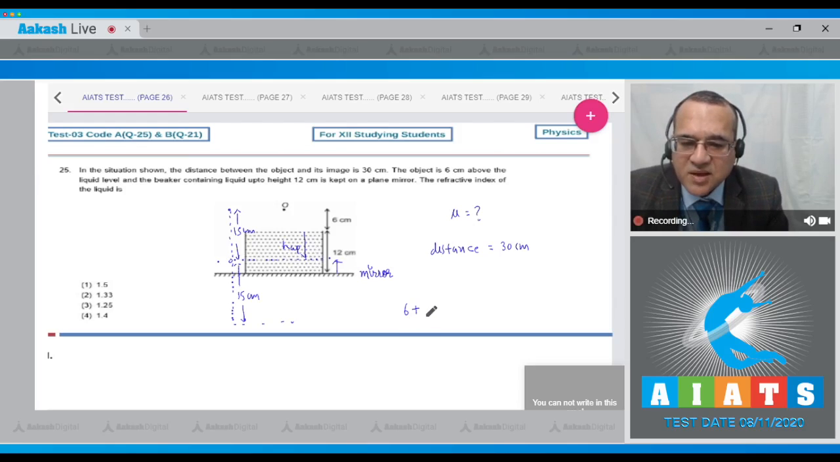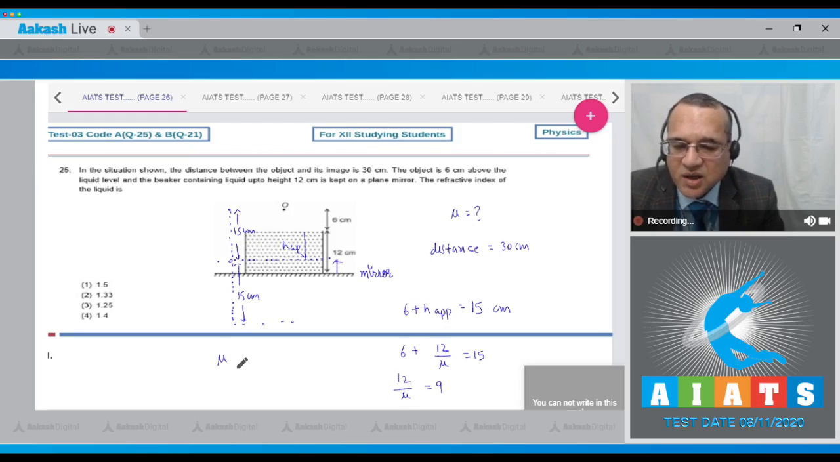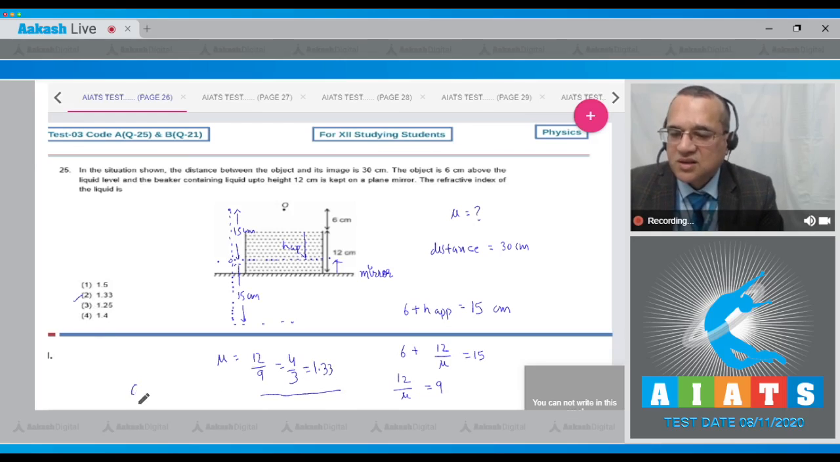Then 6 plus h apparent is equal to 15 centimeter. And what is h apparent? 6 plus 12 by mu is equal to 15. So 12 by mu is equal to 9 and mu is equal to 12 by 9, and that is equal to 4 by 3. So the refractive index of this liquid is 1.33 and the correct option is the second. The answer to this question is 2.